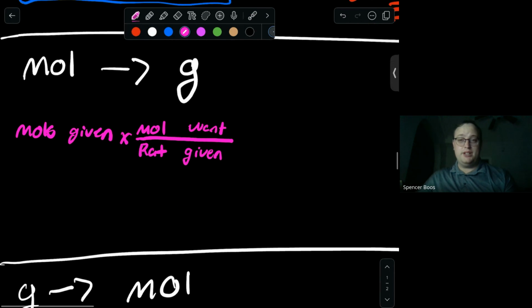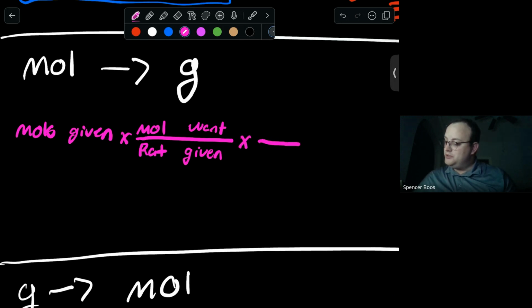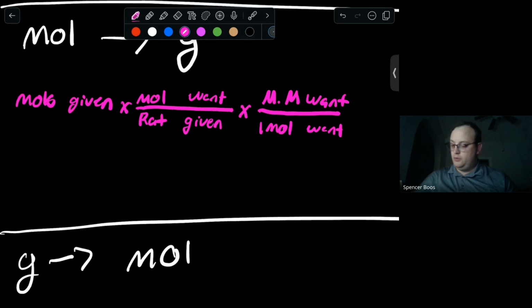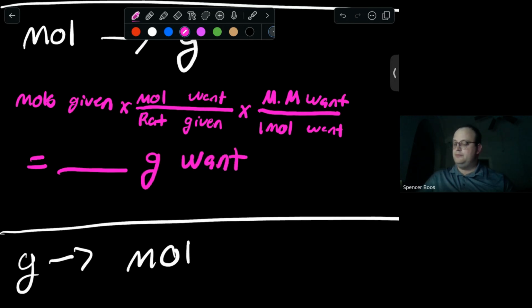But we aren't done here. That's just mole to mole. We need to add the gram portion to it. So we multiply by 1 mole of your want on the bottom times your molar mass of your want on top. That'll get you your answer in grams of your want. So again, don't forget the quantity, the unit, and the substance. Having all three is important.